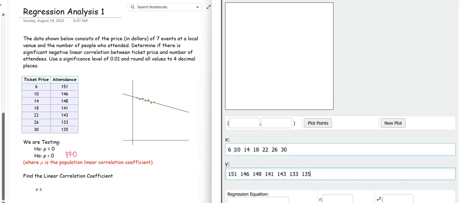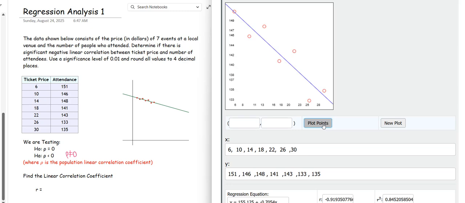There, I've copied and pasted all my data values in, and now I just have to go through and put commas in between each entry. Okay, that's done. Hit plot points, and you'll get a graph of the points and the line of best fit.